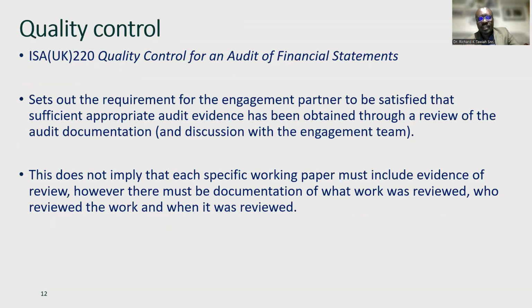ISA 220, quality control for audit of financial statements, sets out the requirement for the engagement partner to be satisfied that sufficient appropriate audit evidence has been obtained through a review of the audit documentation. And this has actually been discussed with the audit engagement team. Now, this does not imply that each specific working paper must include evidence of review.